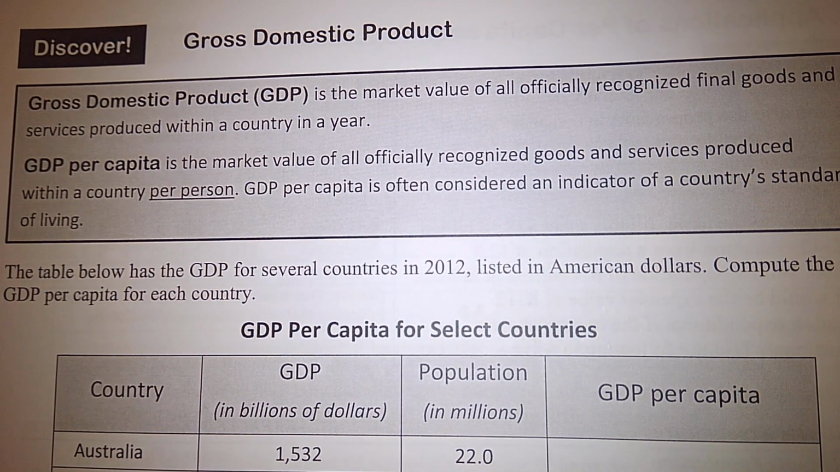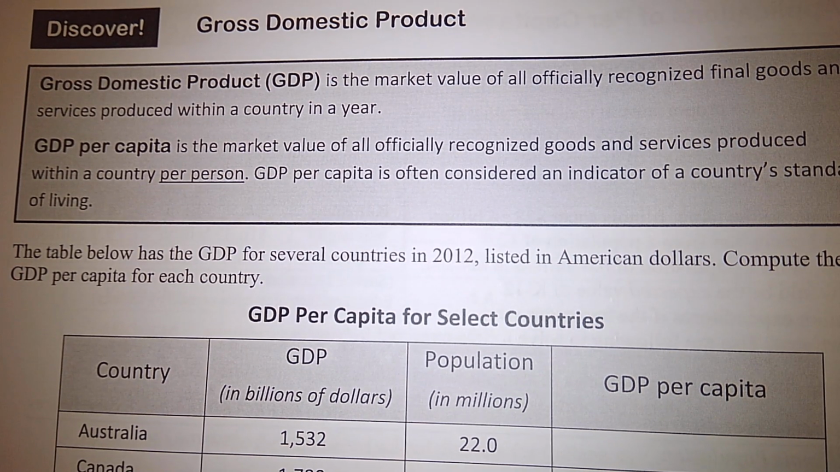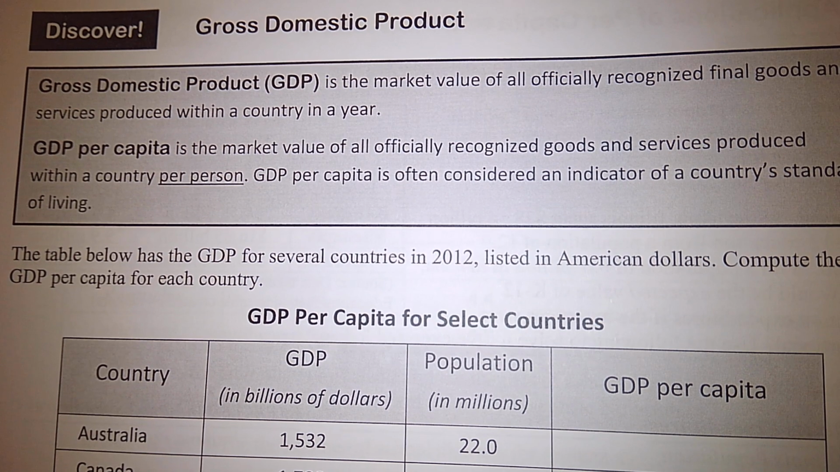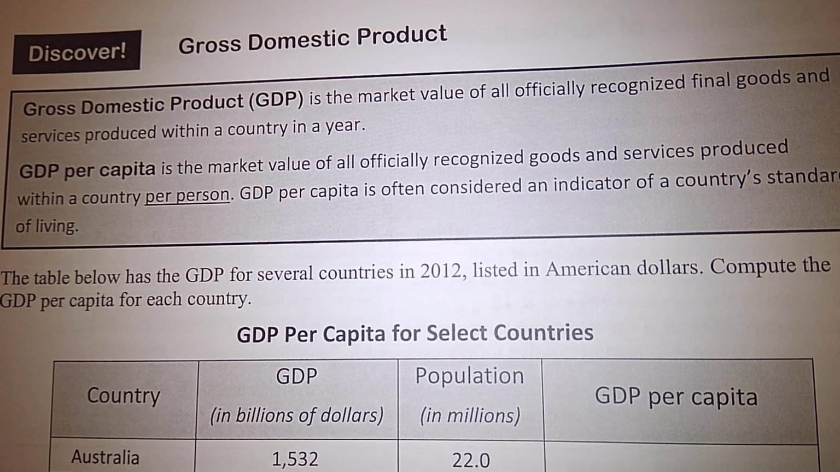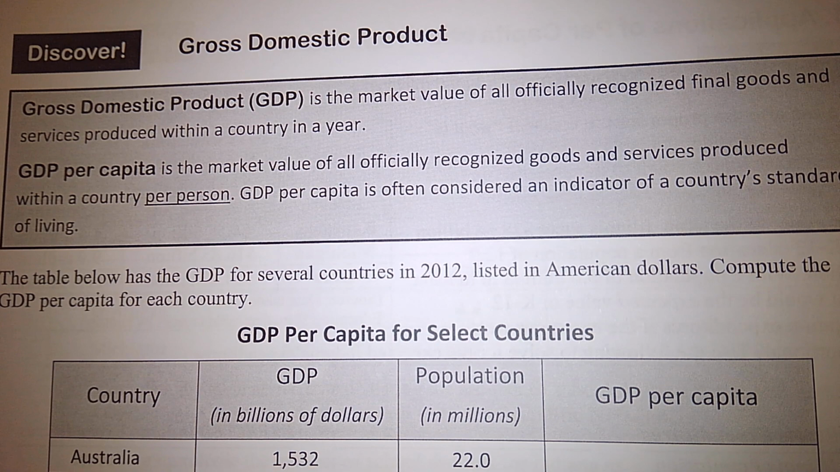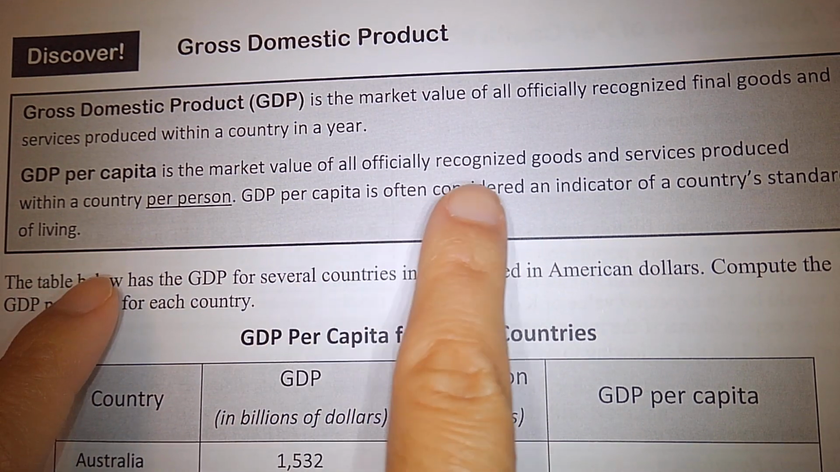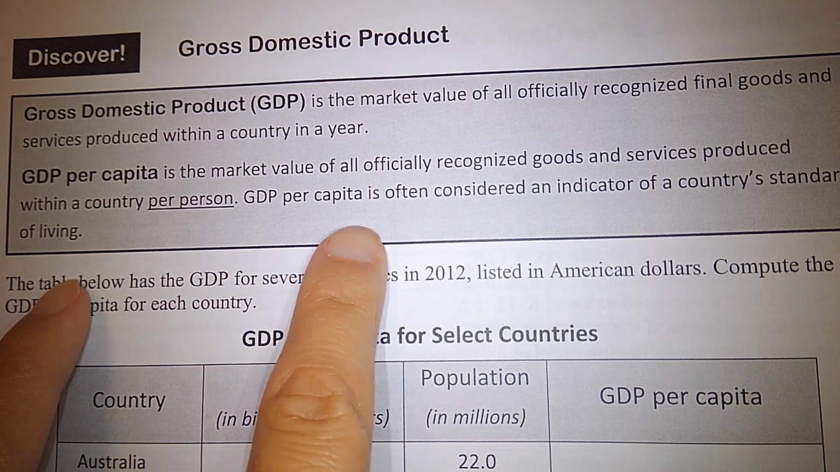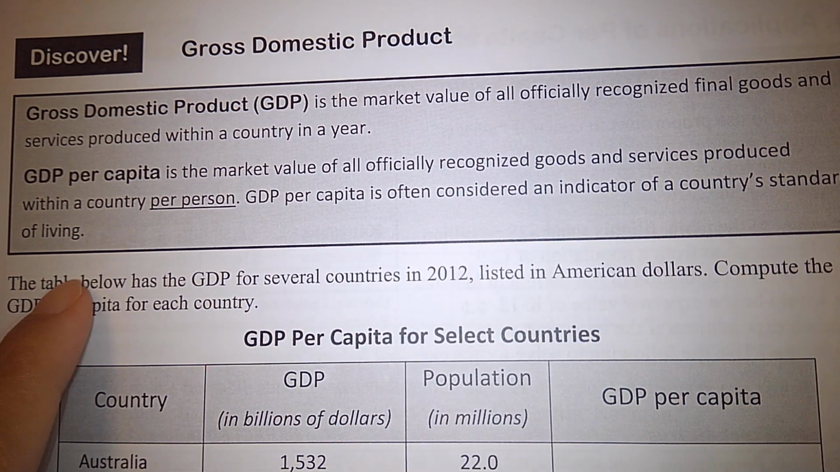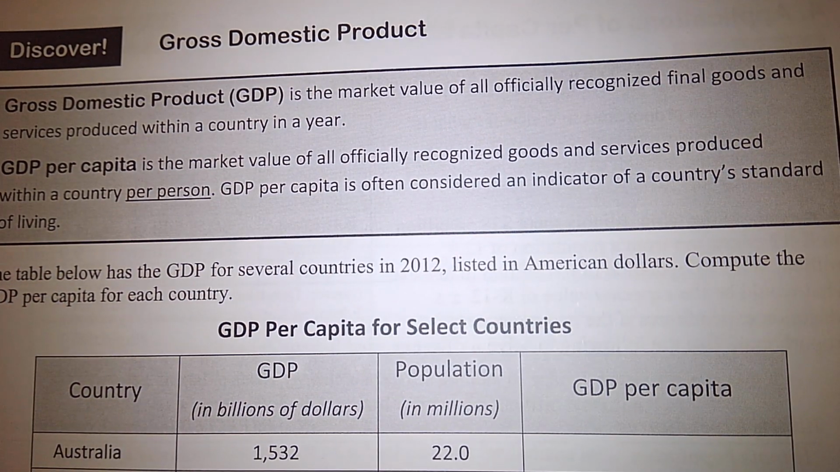I'm going to ask a volunteer to read the concept for us. Okay, now let me see whose turn. Amanda? Yes. Gross domestic product, GDP, is the market value of all officially recognized final goods and services produced within a country in a year. GDP per capita is the market value of all officially recognized goods and services produced within a country per person, and GDP per capita is often considered as an indicator of a country's standard of living. Okay, very good, thanks.